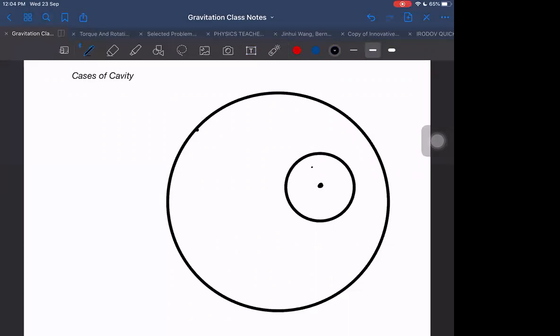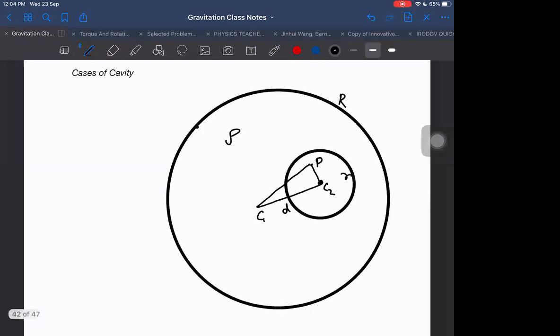First of all, let me find out the field at a general point P. This one is at the center of the second cavity, and this one is the center of the first cavity. The line connects the centers. I want to find out the force at point P. Let this be a mass of density rho. Inside there is a cavity, and the total radius may be capital R. The cavity radius may be small r. The distance between the centers may be d.